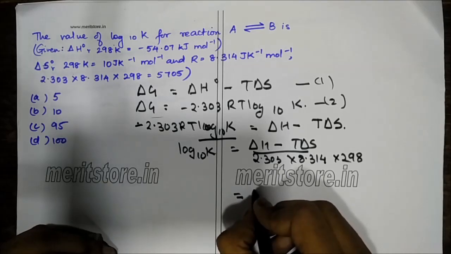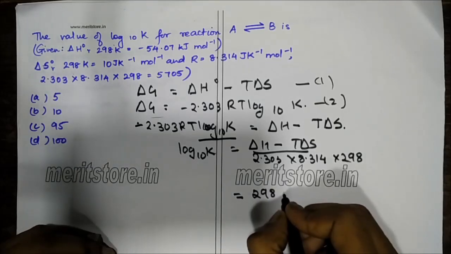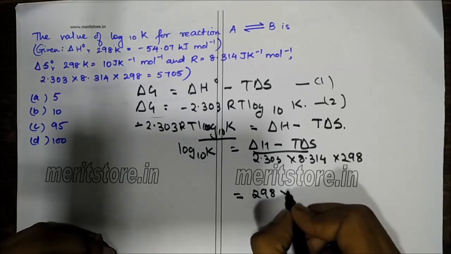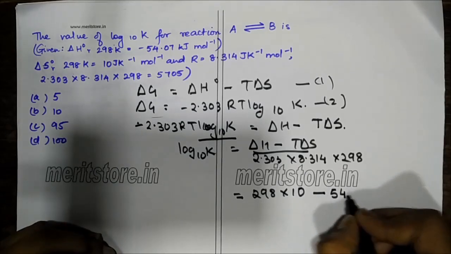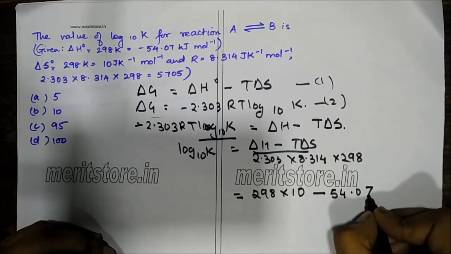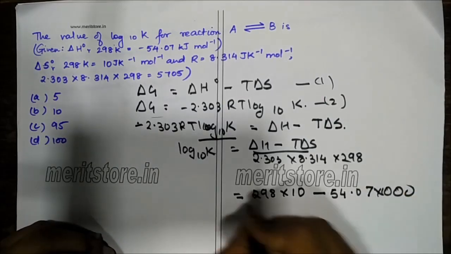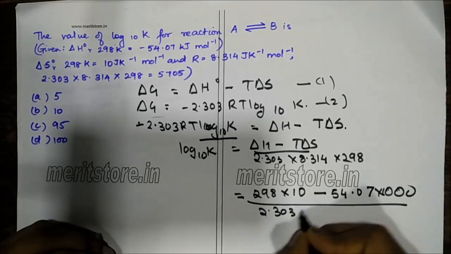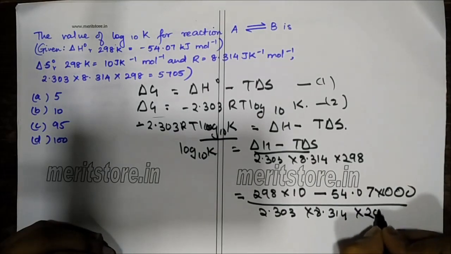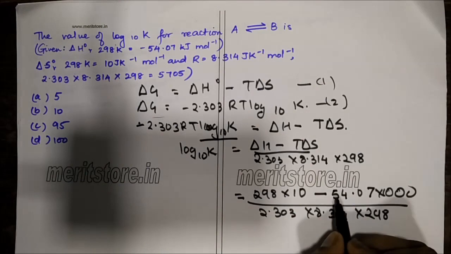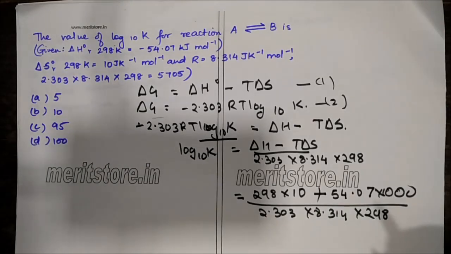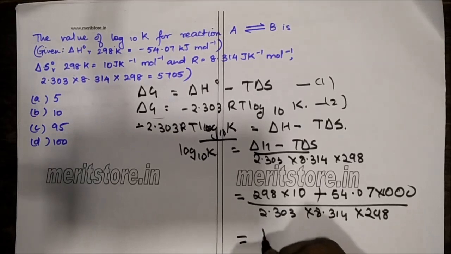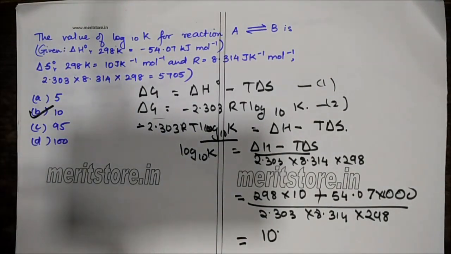So your delta H, we just now have to substitute the values, which is 298 into delta S, which is 10 minus 54.07 into 1000 upon 2.303 into 8.314 into 298. See here, this delta H was minus, right? So this minus and minus will become plus. And when you simplify this, your answer is 10. So the correct option is 10.